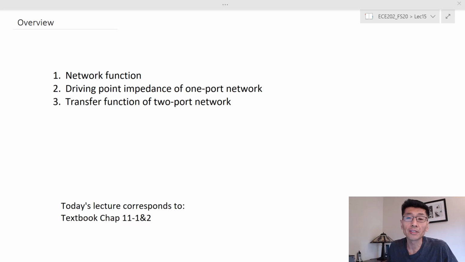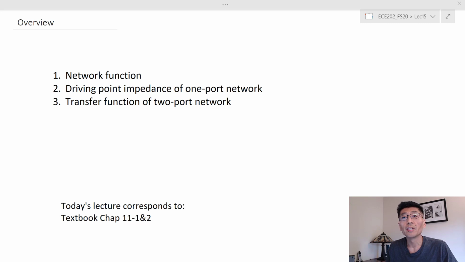Today we're going to talk about the network functions, which is a different concept from what we did in the last chapter. So we are starting in chapter 11. And in chapter 10, we basically learned how to solve the circuit in the S domain, right? So all the detailed circuit, we can find the current and voltage, so on and so forth. And today we're going to look at it from a different perspective, in terms of the so-called network function.